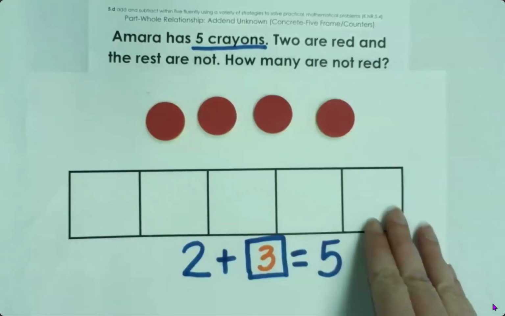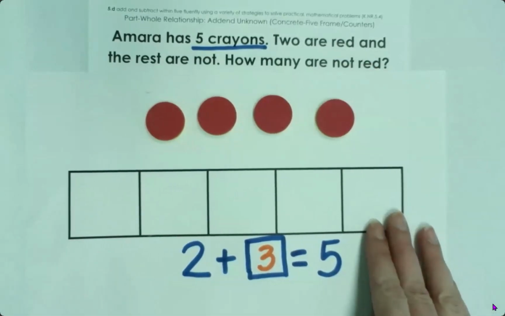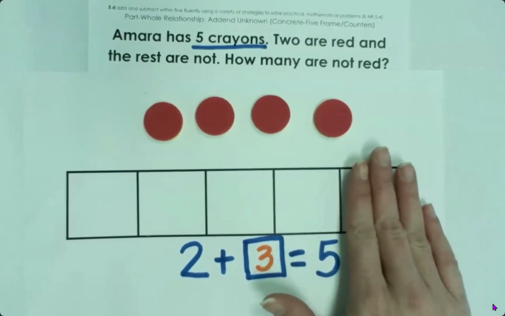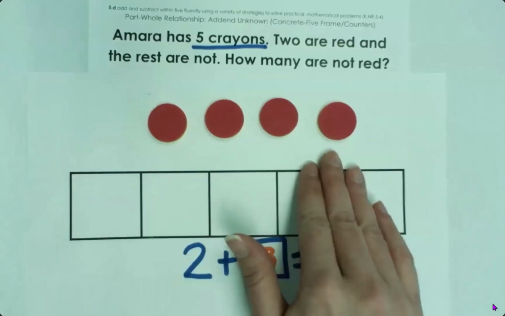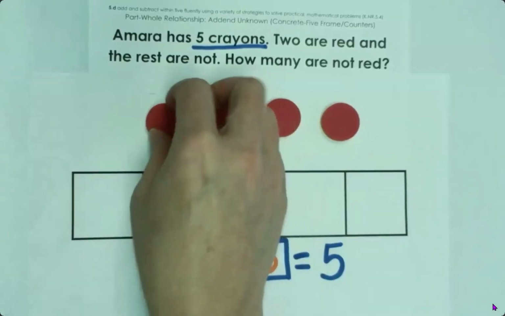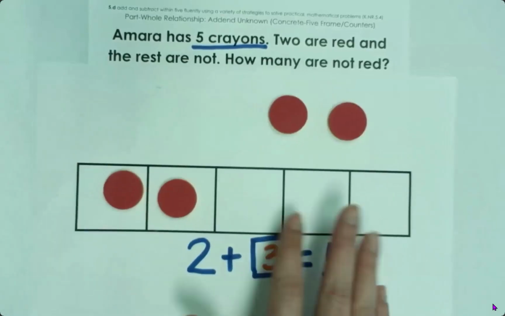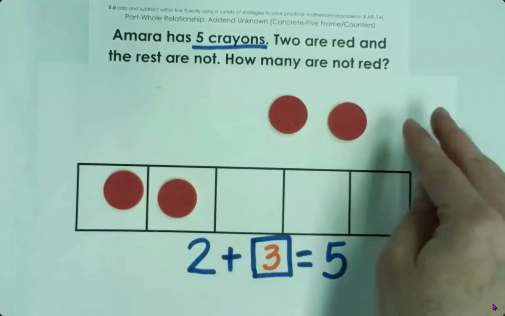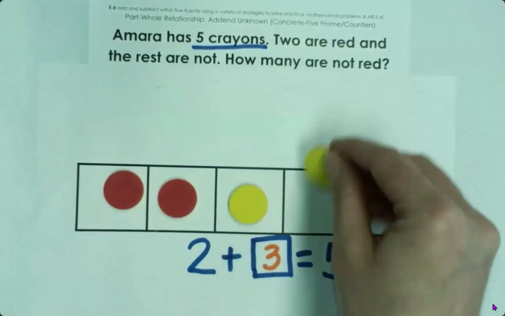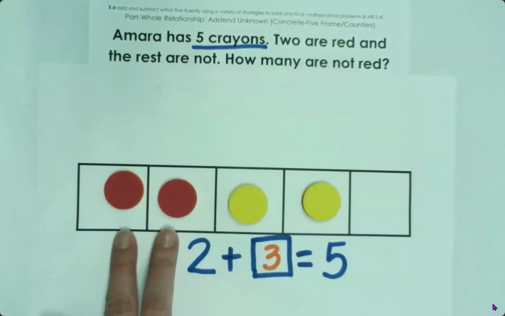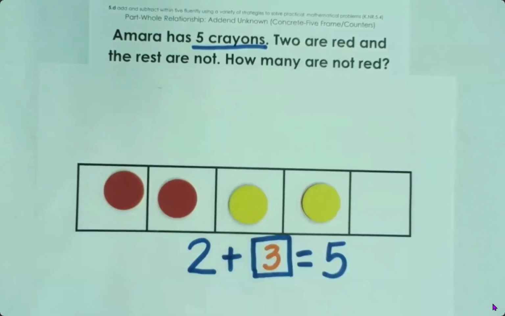I still want to model within the 5 frame. They'll just have to know that one of the parts we're not using. So now these are Amara's 4 crayons. If 2 are red and the rest are not, I'm not adding any more crayons. So now they're just filling in here. So now I can see 2 plus what is the same as 4. 2 plus 2 is the same as 4.